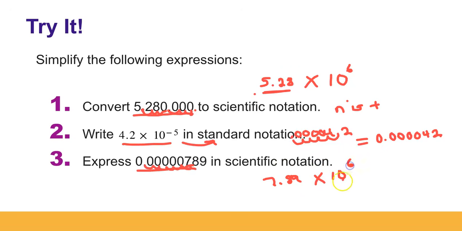All right, now is it a positive 6 or a negative 6? This was a very small number, so that would make this a negative 6. And again, you could convert this back and see if you got what you started with. So hopefully that's helpful in converting from scientific notation to standard notation and from standard notation into scientific notation.